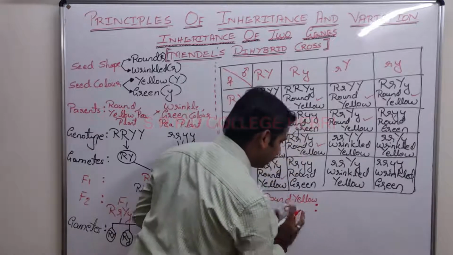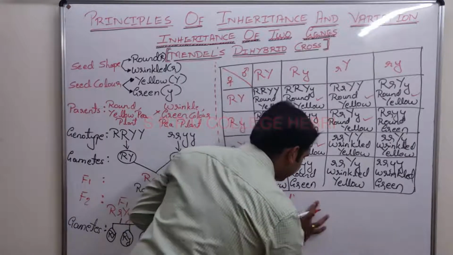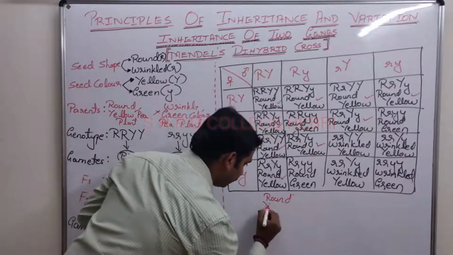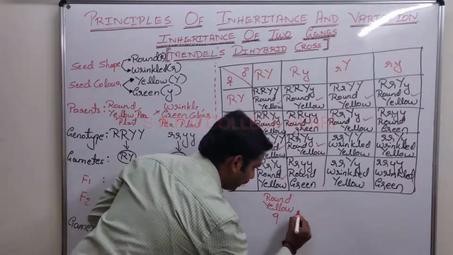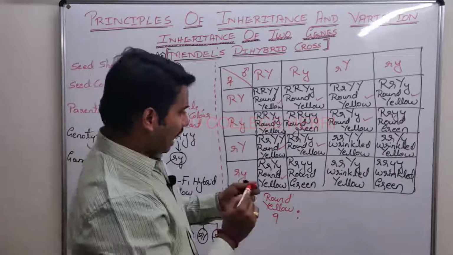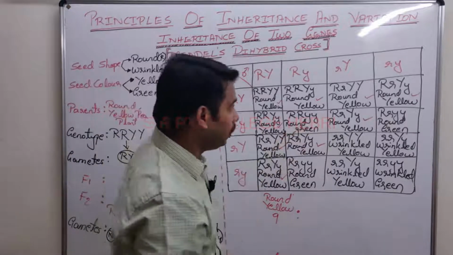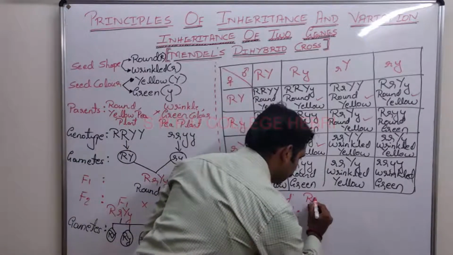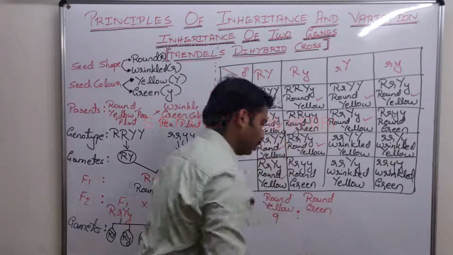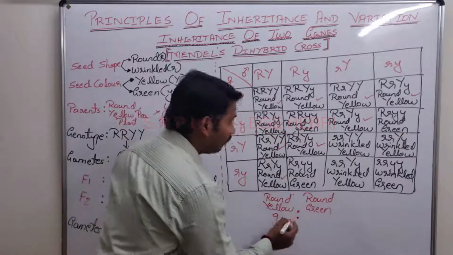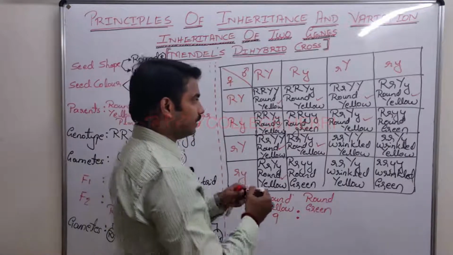Can you check it here? Give me a minute, dear students. Let me write it like this. Round yellow. How many? They are 9. Apart from that, I can see here round green. One more phenotype that I am going to see here is round green. How many of them are round green?